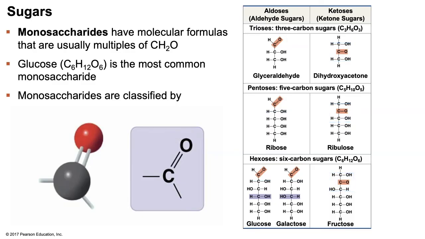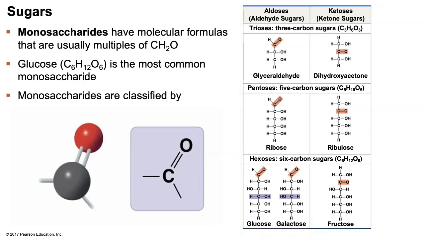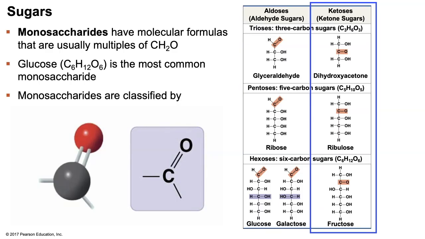On the top of the table, we see the words aldoses and ketoses. Molecules that have that carbonyl at the end of the molecule, where the carbonyl carbon is flanked by a carbon and a hydrogen, that is an aldehyde group, so those molecules are called aldoses. Remember, these are aldehyde functional groups. Molecules that have the carbonyl central within the atom, where the carbonyl carbon is flanked by two carbons, are called ketoses. And remember, these are ketone functional groups here.